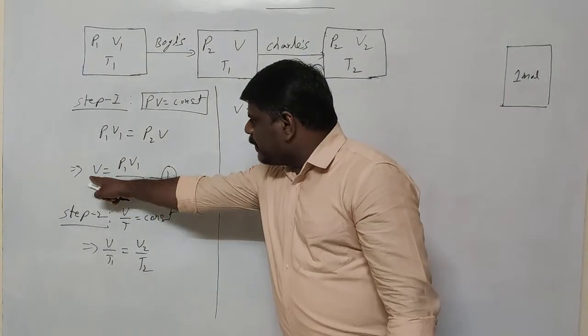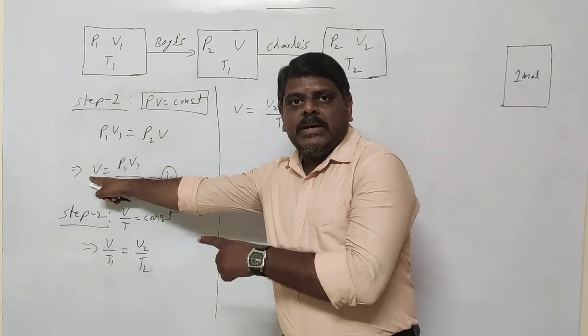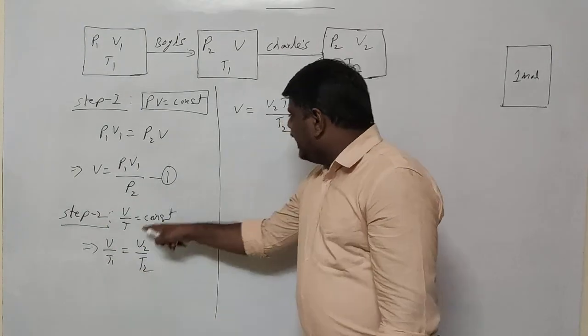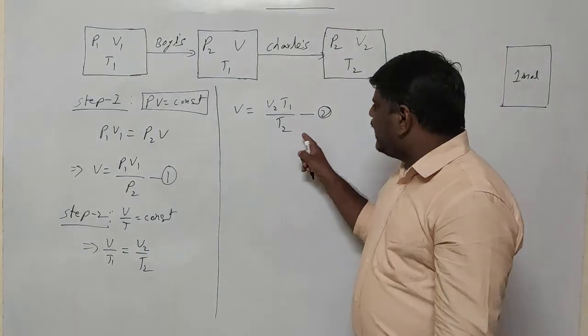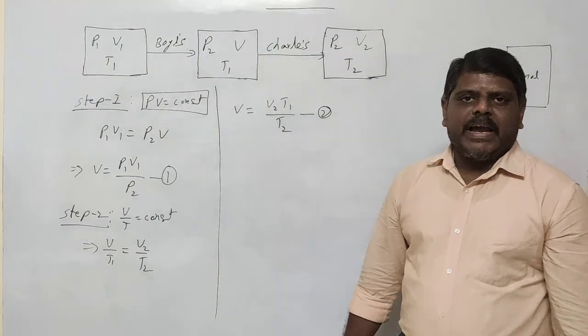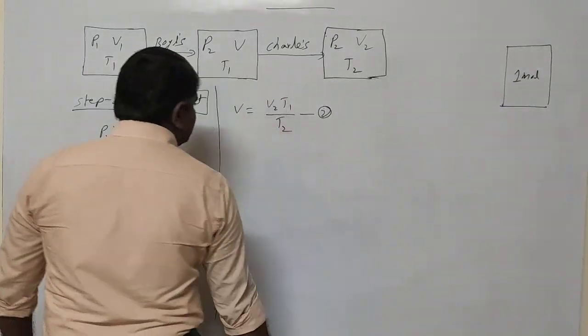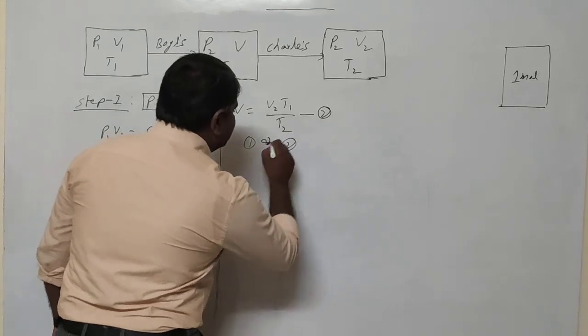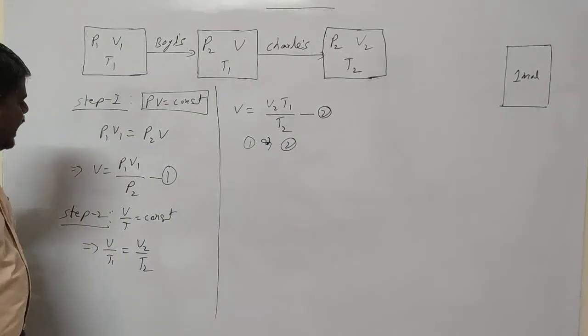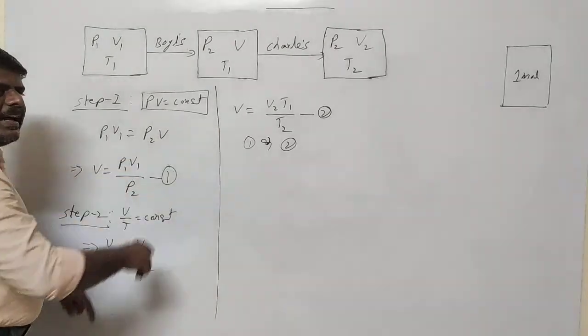Because here it represents the V value, and in this equation also it represents the V value. That means the first and second equations are both equal in magnitude. So that's why, from the first and the second equations, you are just going to equate the equations.